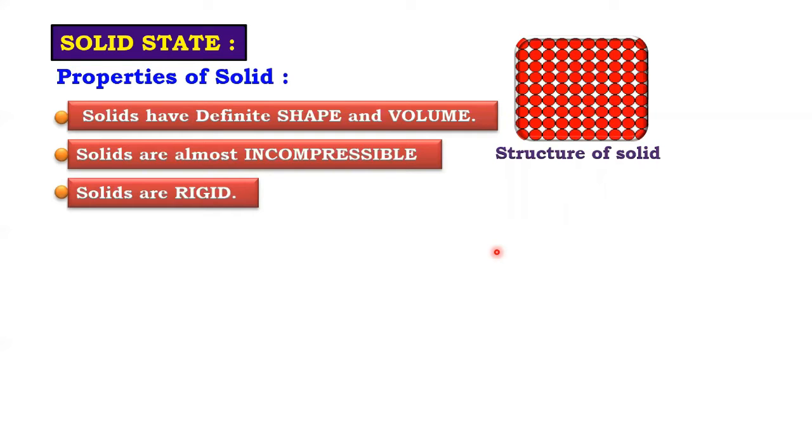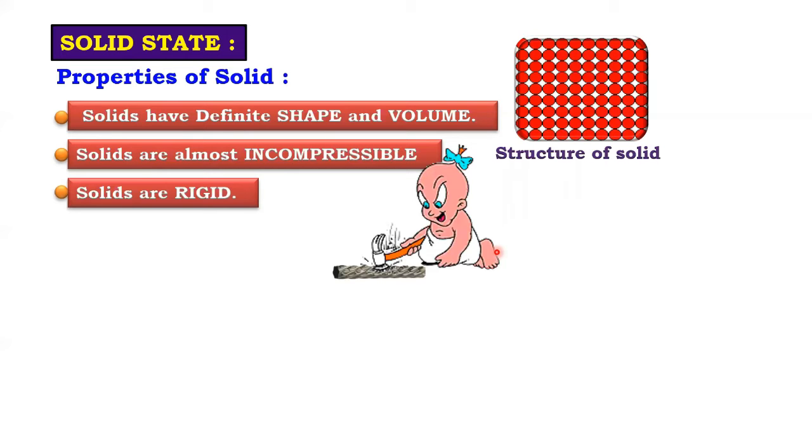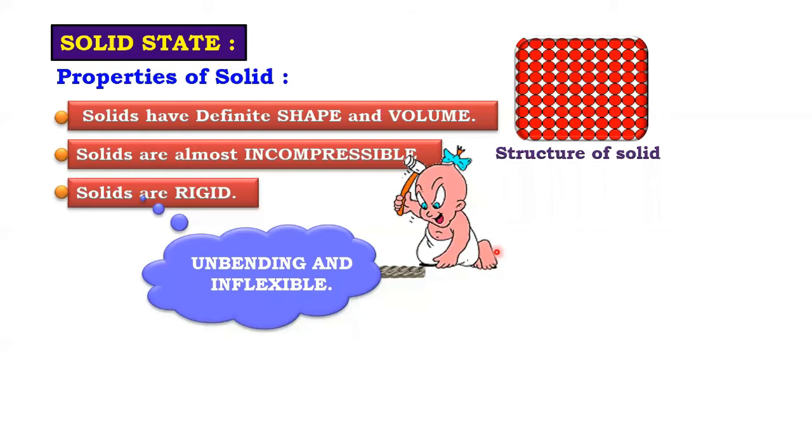Okay, so see over here, we have an iron rod, and a baby is trying to hit it hard with a hammer. Even if we are hitting it hard with a hammer, the shape will not change, and therefore we can say it is rigid. Okay, so unbending and inflexible. It cannot be bent, or it is not flexible also.